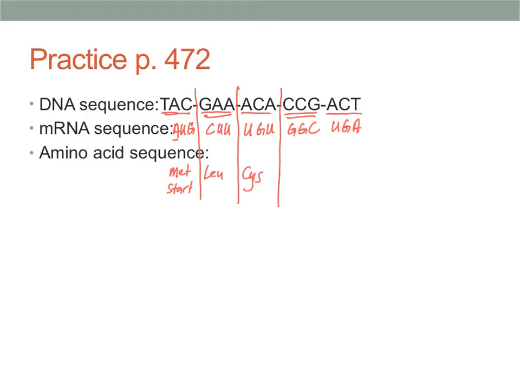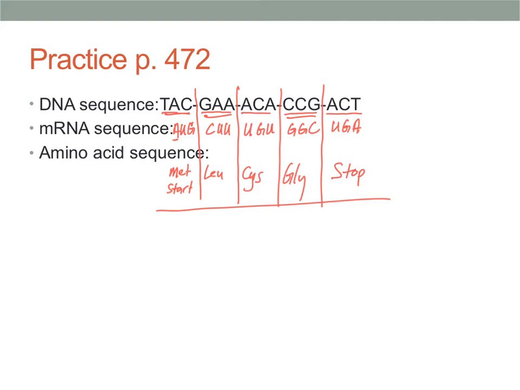Next, the messenger RNA sequence is GGC. So we go to GGC, which gives us glycine. And last, we have UGA, and UGA gives us a stop codon. Okay, so you get all this from the genetic code for messenger RNA codons on page 472 of your book.